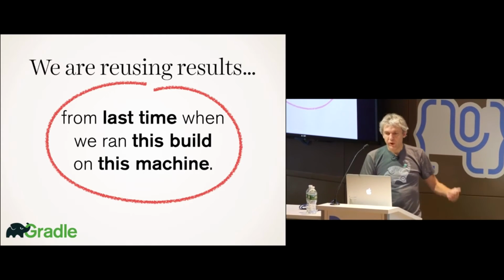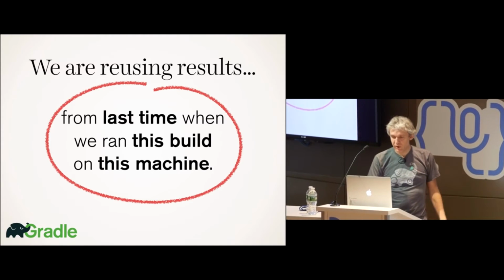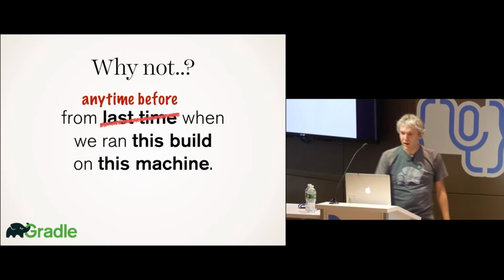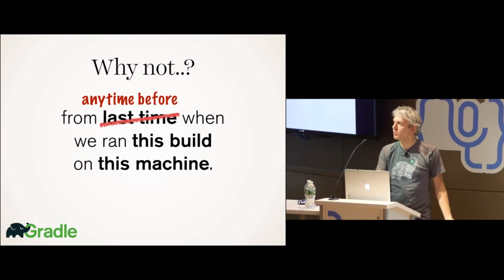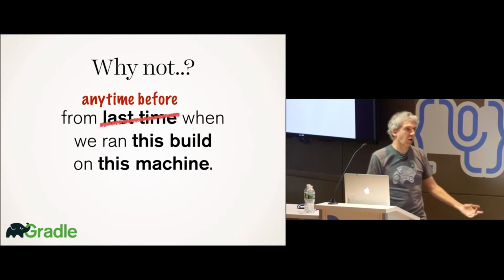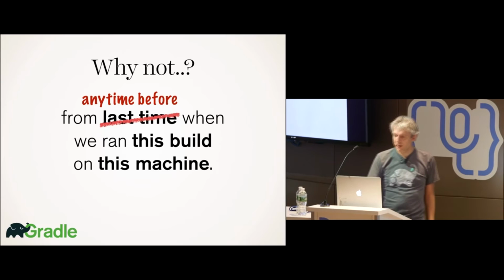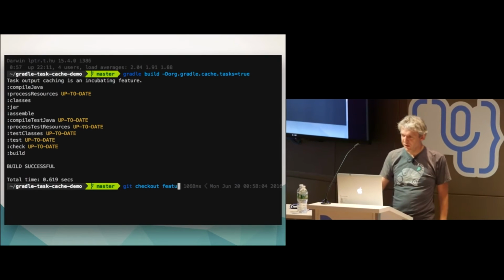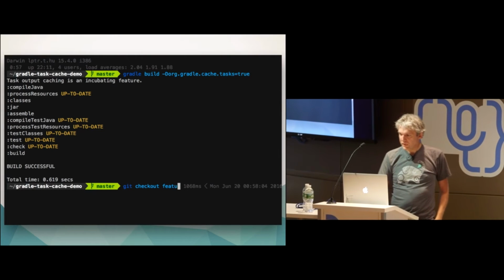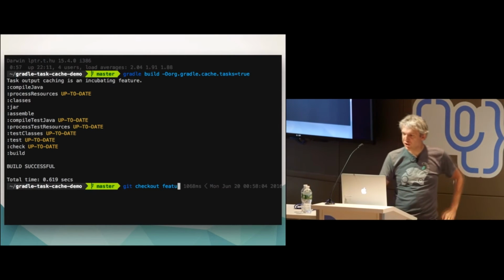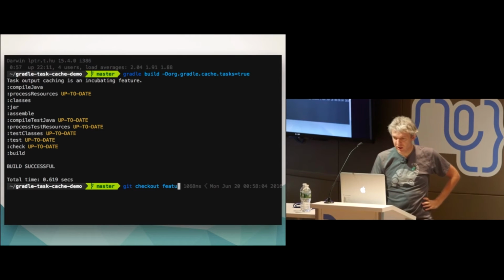So we're using results from last time when we ran this build on this machine. We can do better, right? Why not from any time before when we ran this build on this machine? This is the next step for our caching, right? And I want to show you a demo for this. We still have to enable a feature toggle, right? org.gradle.cache.tasks=true.